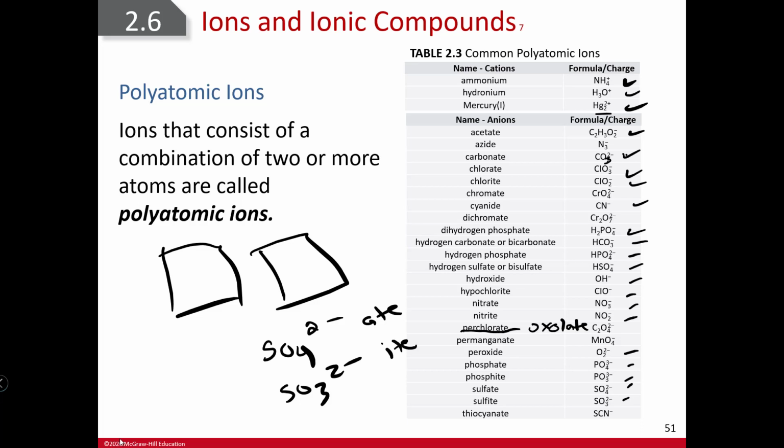Here's another one. ClO3 negative is chlorate. Knock an oxygen off, it's chlorite. Knock another oxygen off, it's called hypochlorite. That's the active ingredient in bleach. Add an oxygen up here, it's called perchlorate, like hyperchlorate, but we call it perchlorate.